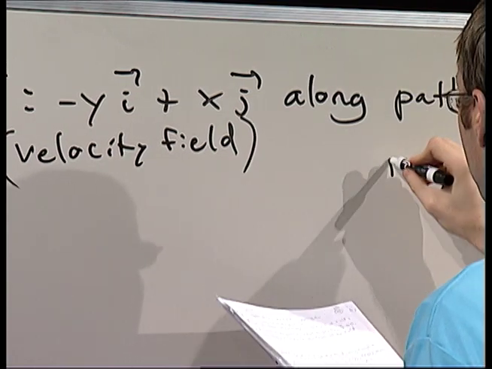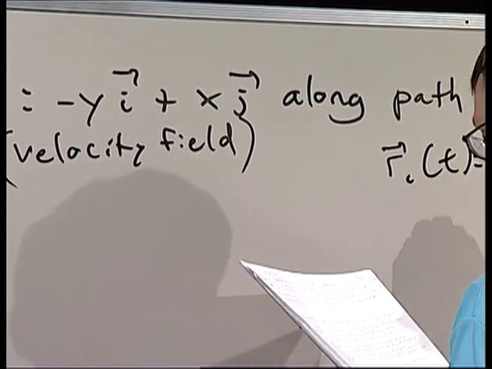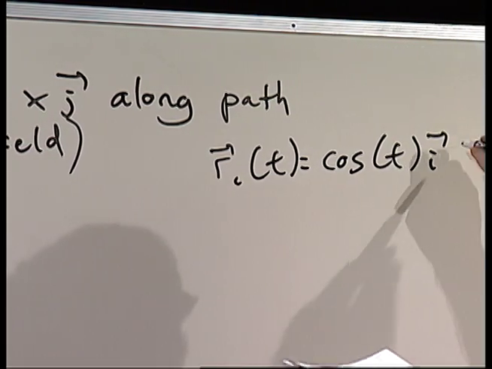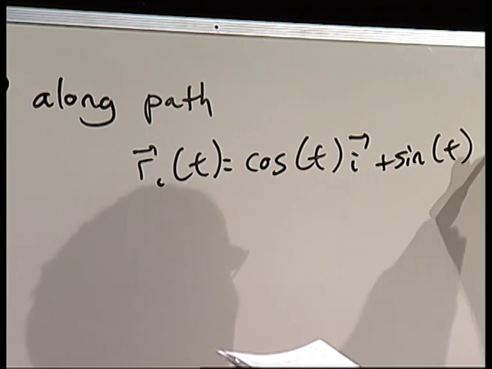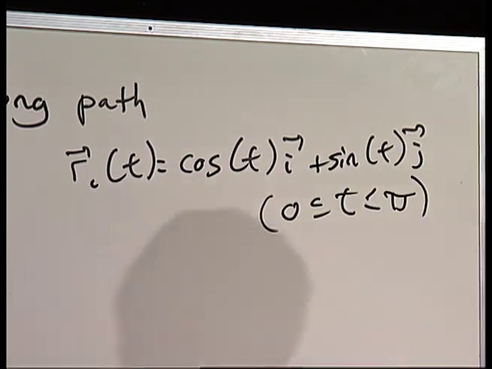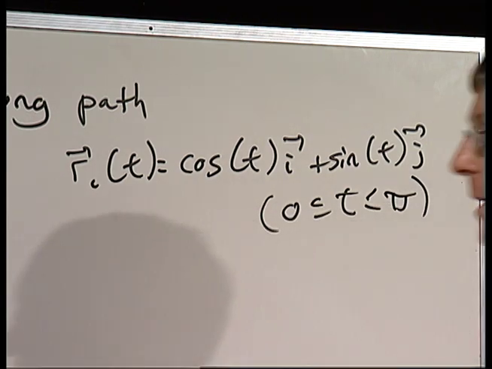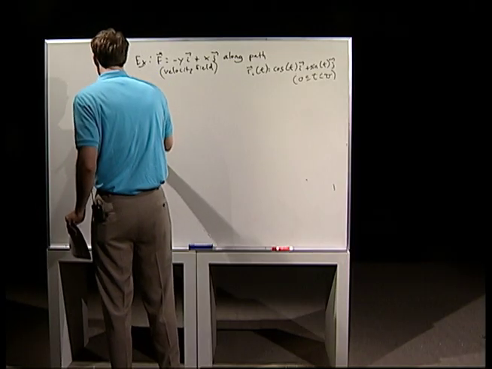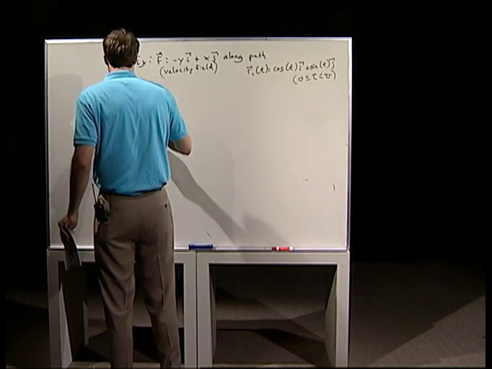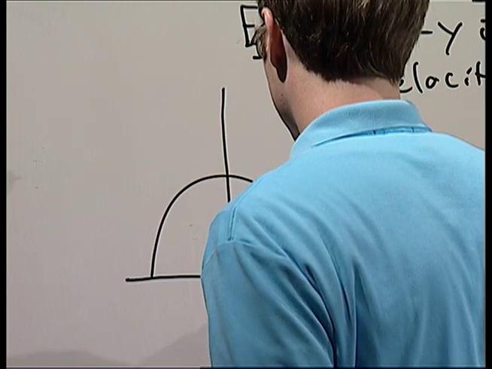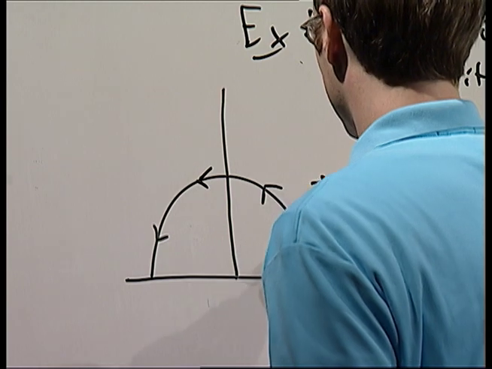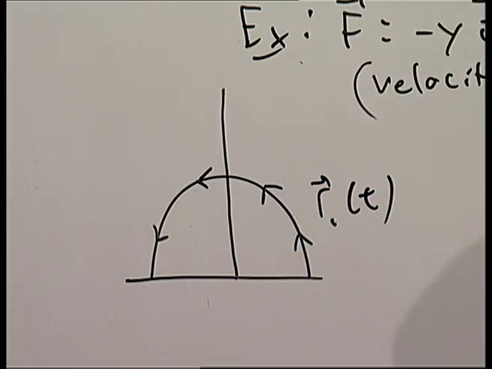The closed path, let's make it two pieces. The first piece will be a semicircular arch. We'll call it cosine t i plus sine t j, working from 0 to pi. So your pathway initially looks like this. There's the x-axis, and there's R1. That's a semicircular arch.